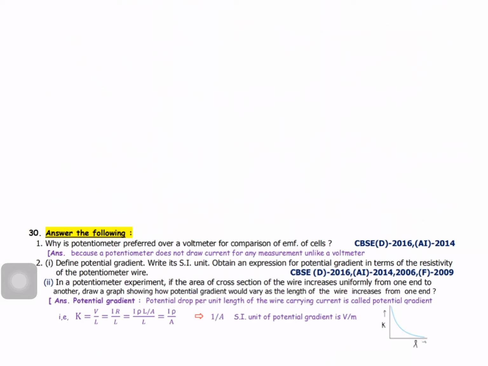Clear? And the next one: define potential gradient, write its SI unit, and obtain an expression for potential gradient in terms of resistivity of the potentiometer wire. Another question, on the same topic: in a potentiometer experiment, if the area of cross section of the wire increases uniformly from one end to another, draw a graph showing how potential gradient would vary as the length of the wire increases from one end.